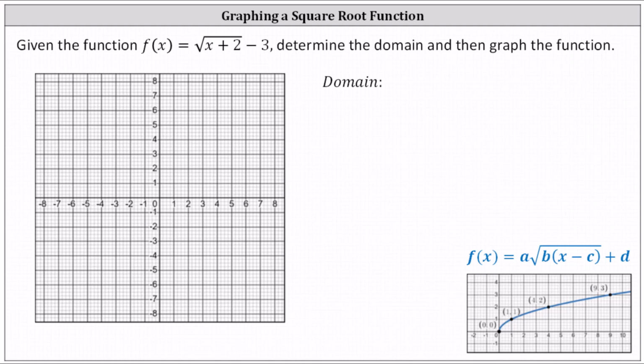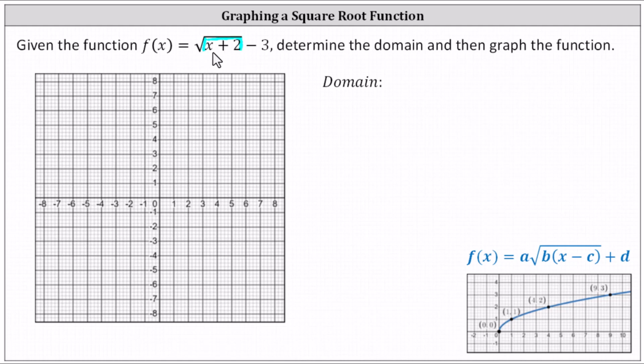Given the function f of x equals the square root of the quantity x plus 2, minus 3, determine the domain and then graph the function. The domain is a set of all possible inputs or x values, and because we have a square root function, the function values are real only when the radicand, or in our case, x plus 2, is non-negative.